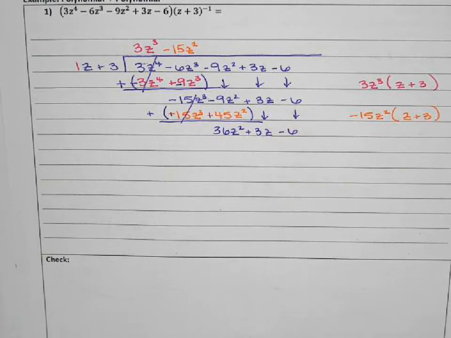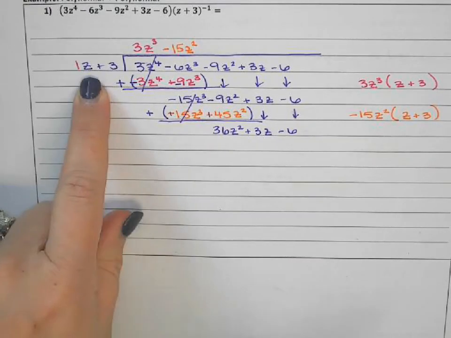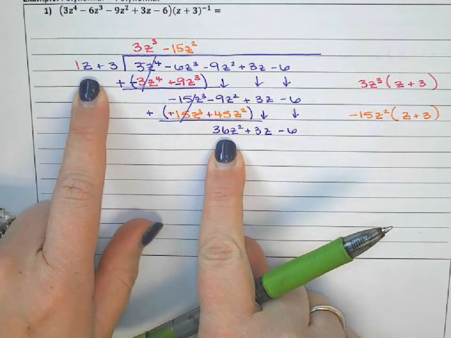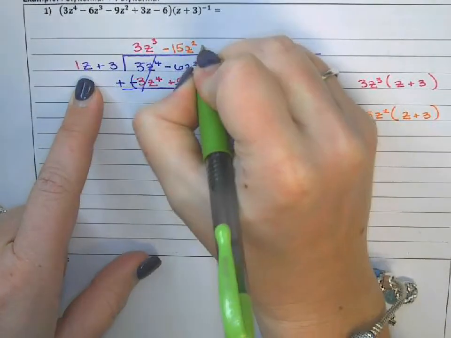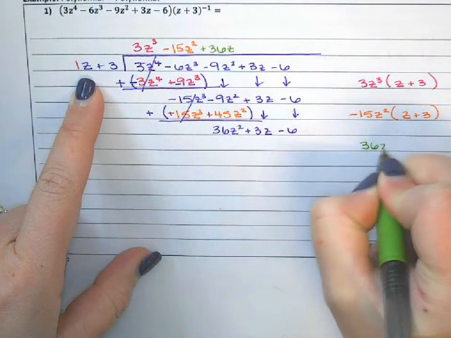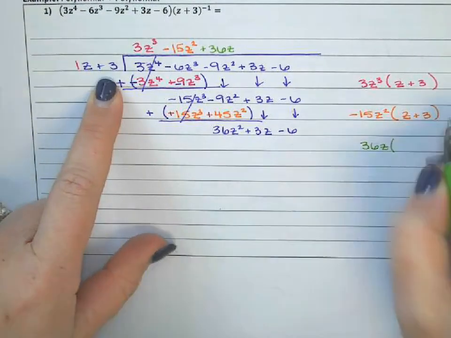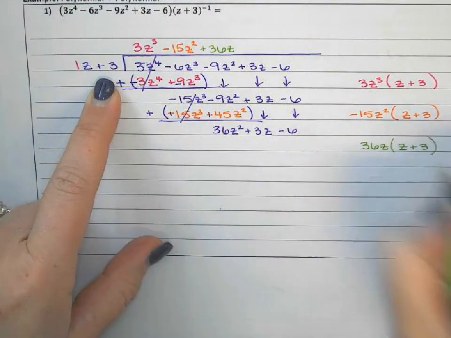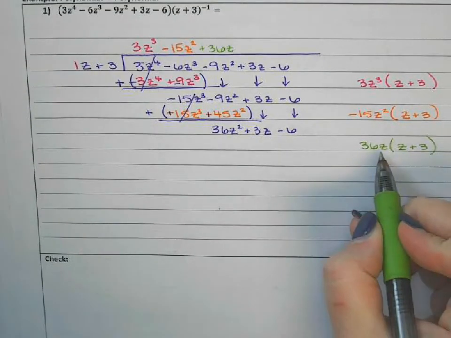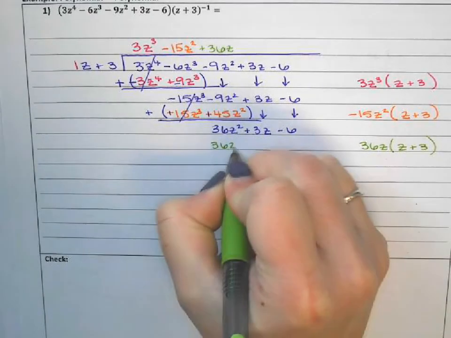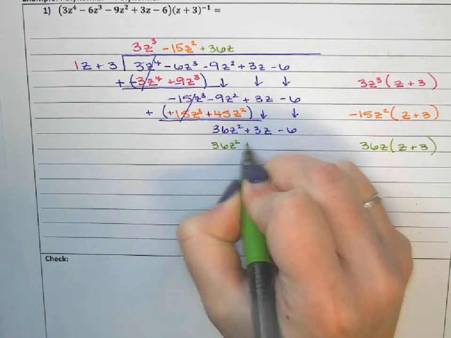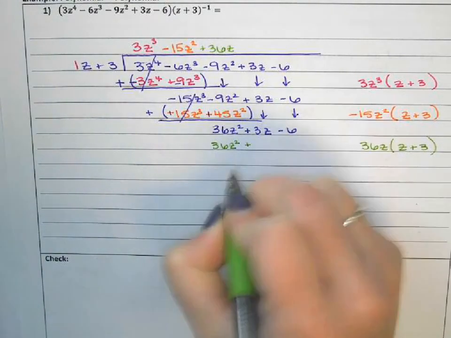I'm going to change colors again. Z times what would get me 36z squared? 36z. So I'm going to write plus 36z up here, and I know then 36z times, I divided by z plus 3. So that's what I'm going to have. That's the multiplication problem I have to do. 36z times z is 36z squared. 36z times 3 is plus 108z.